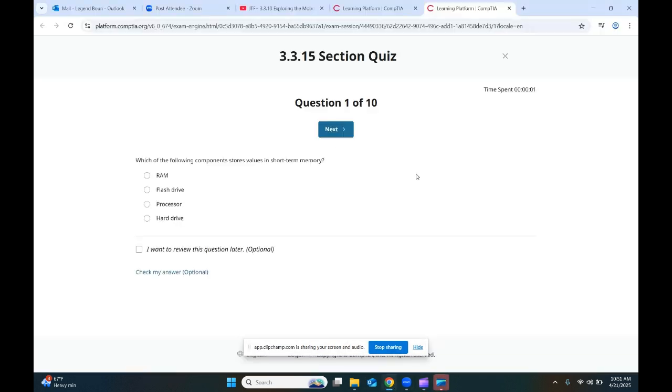Okay, good morning, y'all. Today we are on 3.3.15. I always forget that last decimal.